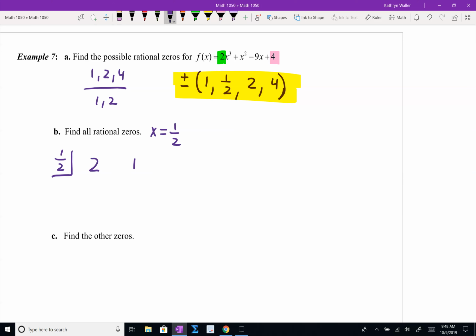So 2, 1, -9, and 4, draw my line. 2 comes down. Don't be afraid of multiplying by half. If you really wanted to, you could go on your calculator 2 times 0.5. But multiplying by half is the same thing as dividing by what? 2. So you just go 2 divided by 2 is 1. That's easy. 1 plus 1 is 2. 2 divided by 2 is 1. A -9 and 1 is -8. -8 divided by 2 is -4.